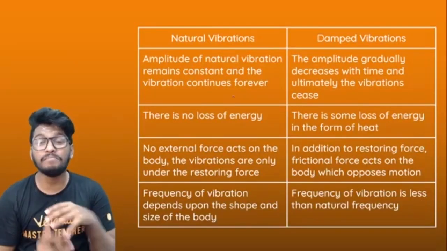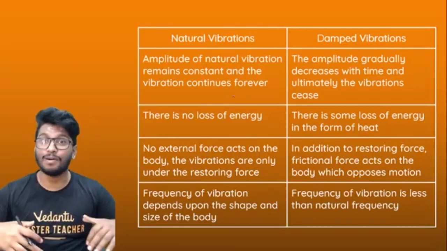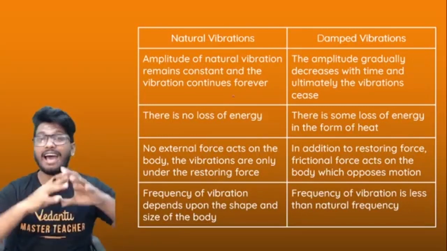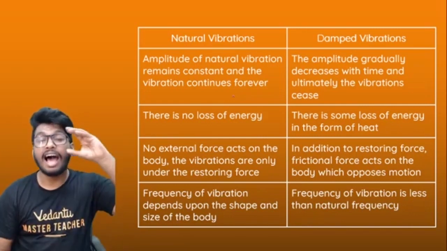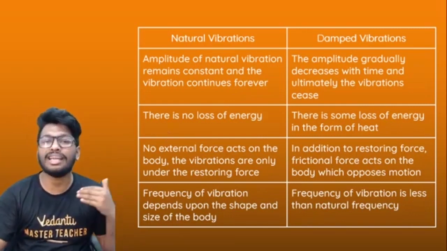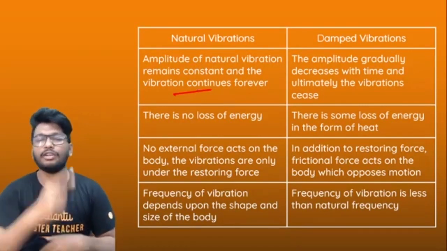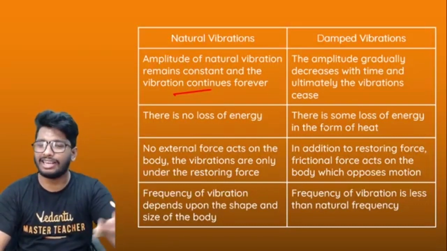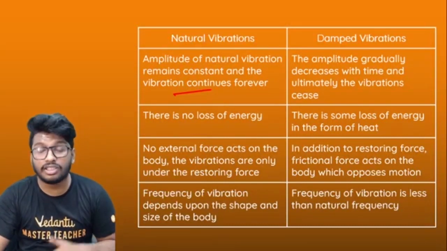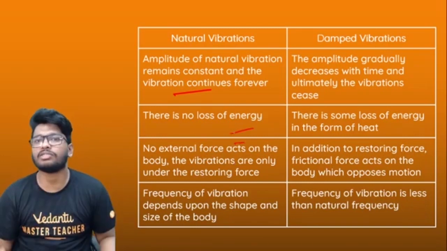Now, what are the major differences between natural vibration and damped vibration? This is also a 3-mark question that has been asked several times in your board exams. In natural vibration, the amplitude remains constant because there is no frictional force acting, so it will continue to vibrate forever. In damped vibration, the amplitude gradually decreases and then finally it stops. In natural vibration there is no loss of energy, because the amplitude remains the same, so we are assuming no loss of energy at all.